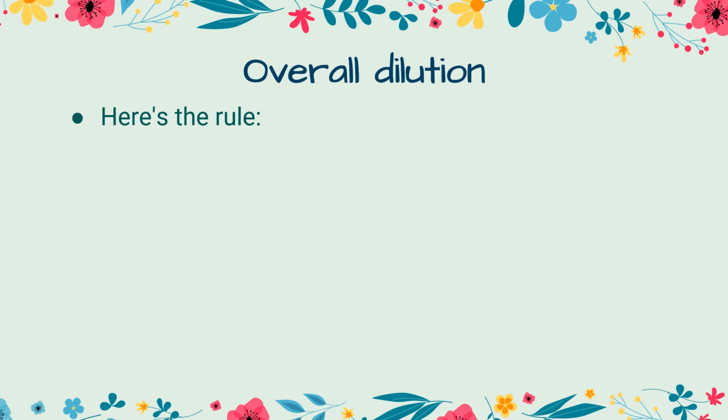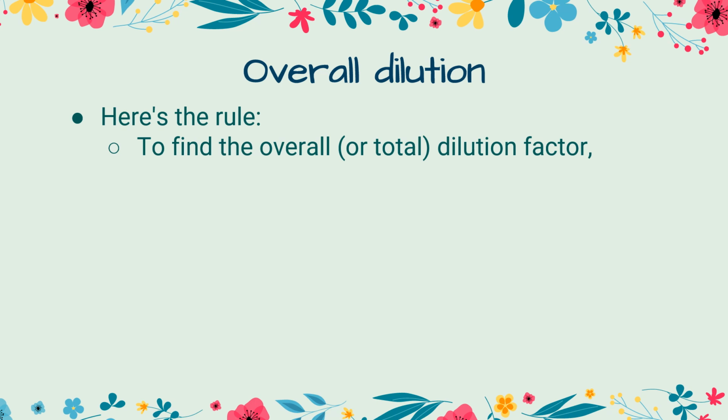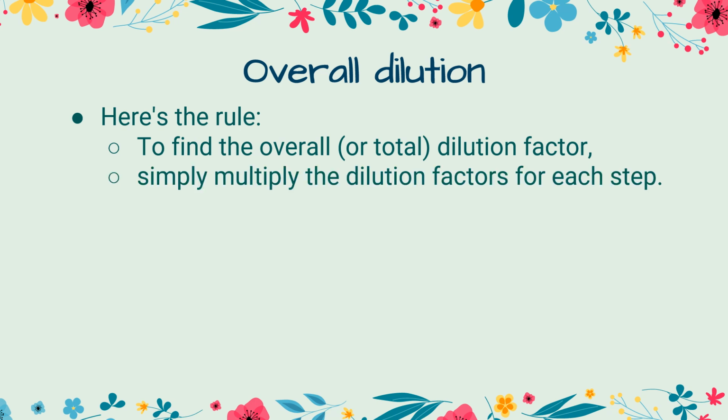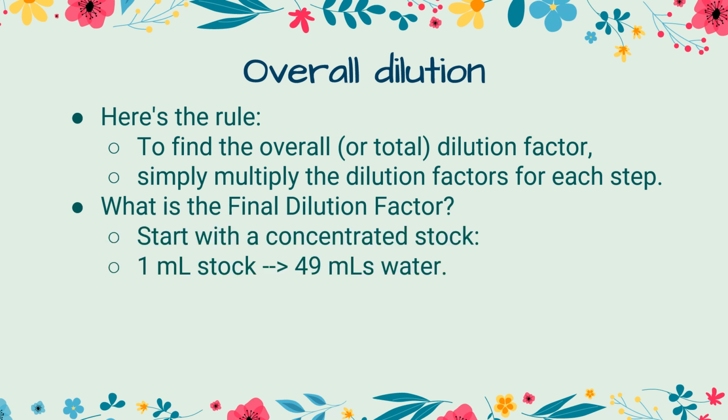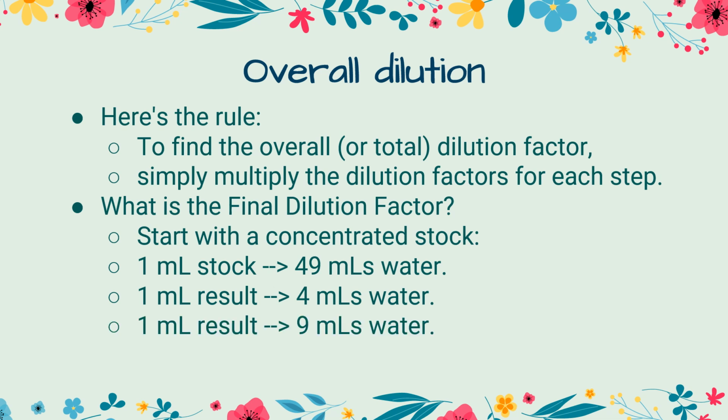So here are the rules that you need to know for overall dilution factor. To find the overall or total dilution factor, simply multiply the dilution factors for each step. Let's look at a practice problem together. What is the final dilution factor if we start with a concentrated stock? We then dilute 1 milliliter of stock to 49 milliliters of water, then 1 milliliter of result to 4 milliliters of water, then finally 1 milliliter of result to 9 milliliters of water.